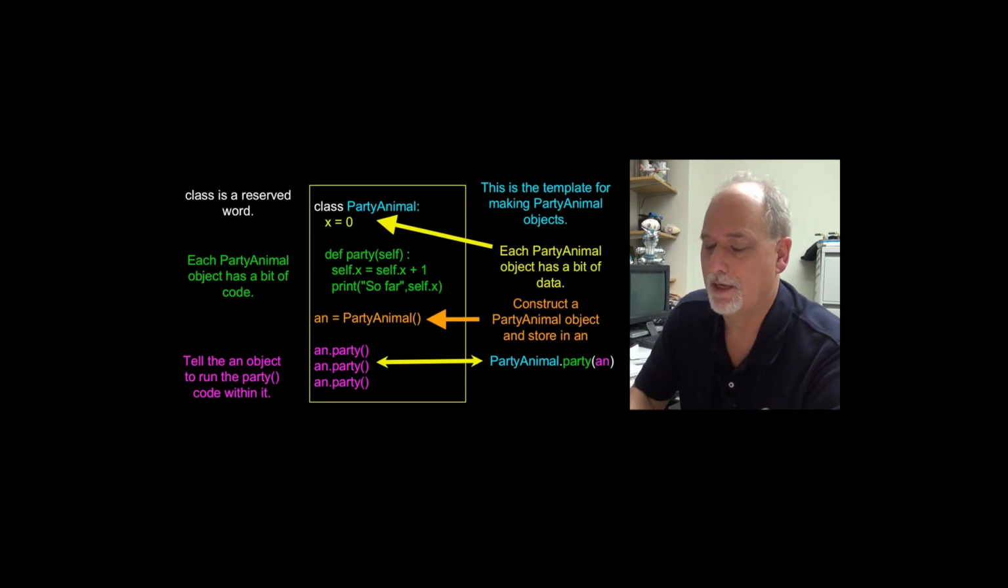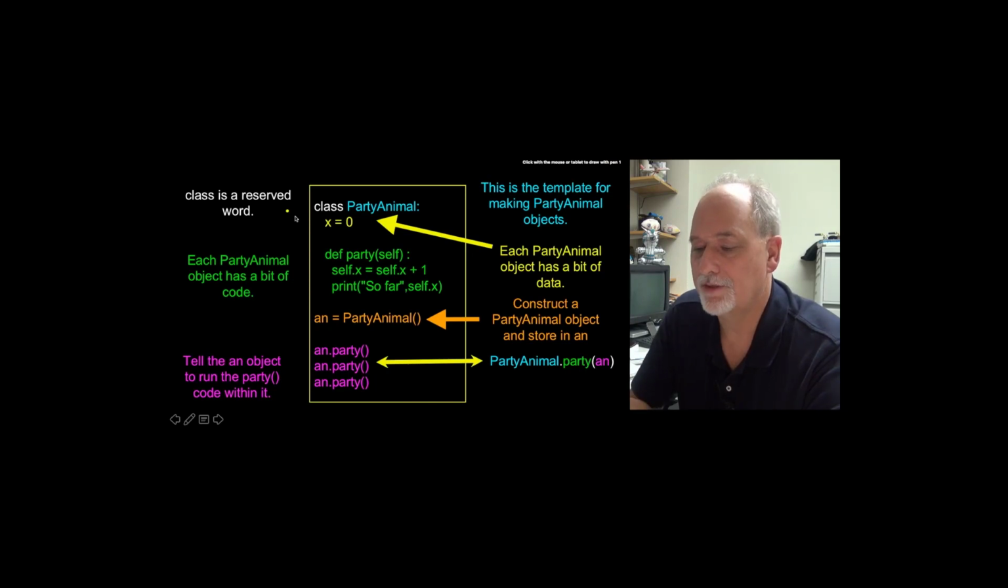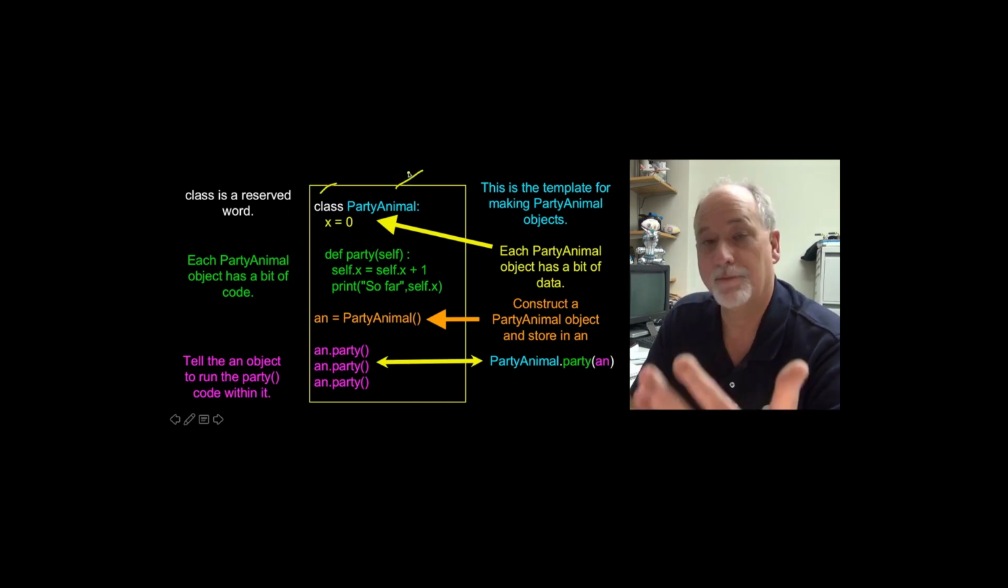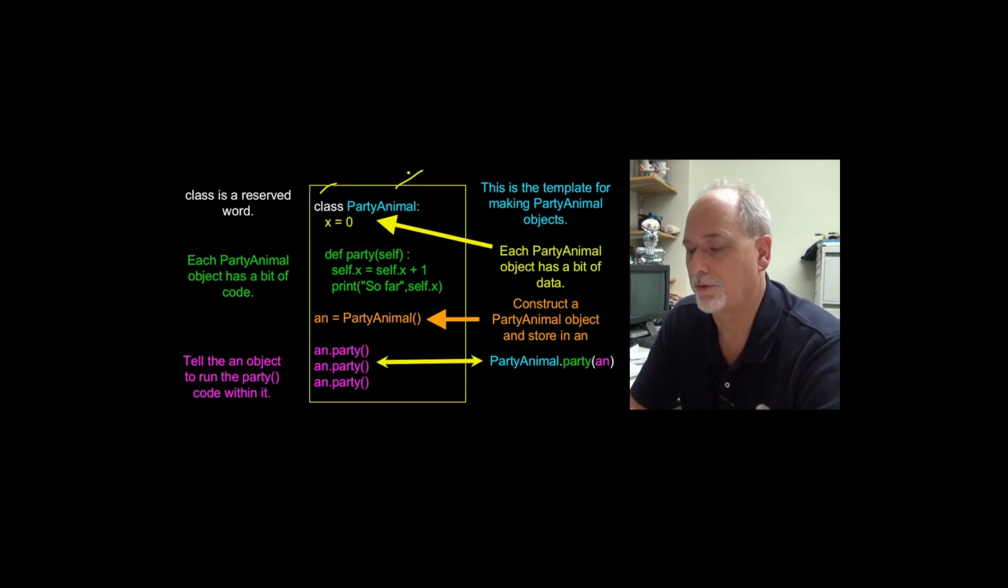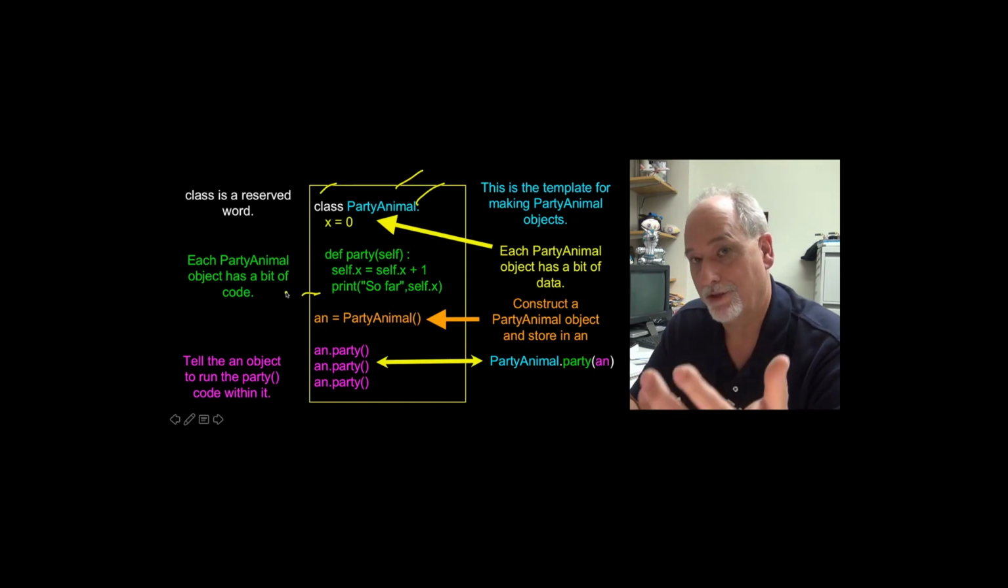So let's take a look at what we got here. Class is a new reserved word, kind of like def. We have the name of the class. That is a name that we choose. That's the name by which we'll refer to this class for the rest of this program. And it has a colon at the end of it, which means it starts an indented block, which ends when we de-indent.